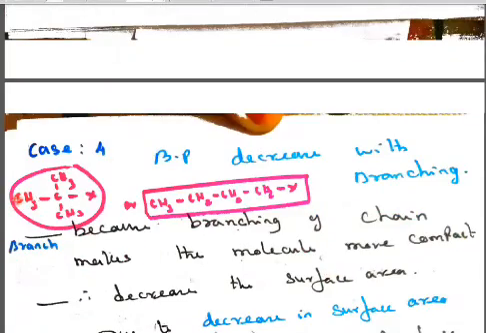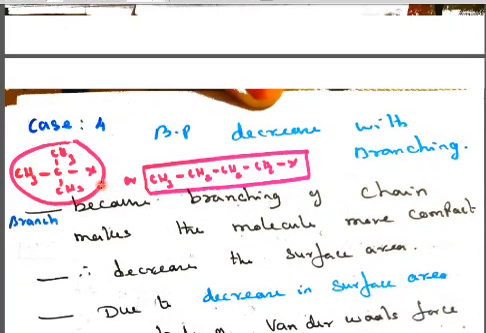Next, case number 4: boiling point decreases with branching. Tertiary alkyl halide is branched, it is rounded. The same four carbons are in n-butyl. This is tertiary butyl, rounded. This is n-butyl, going in a length. So it goes lengthwise, which means it takes more boiling point. But if it is spherical, it has less boiling point. It is called branching.